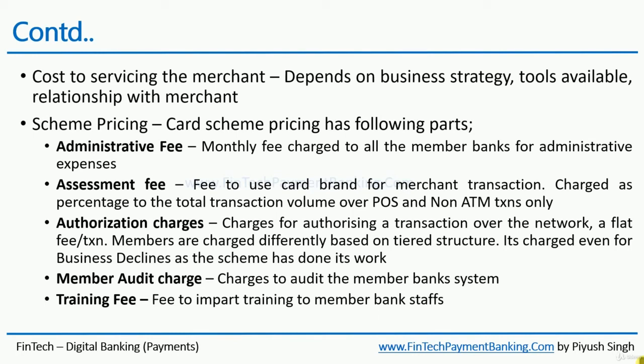The next type of charge is the member audit charge, which a scheme charges to its member banks or member entities to ensure that the technical standards and security are being met and all the risk practices are being maintained as defined by the scheme network, because it is important to have secured payments. Periodically they audit the banking system and the issuer system. The member audit charge is already communicated to the members during the agreement phase, and at a periodic level the auditing happens and the members actually have to pay that fee.